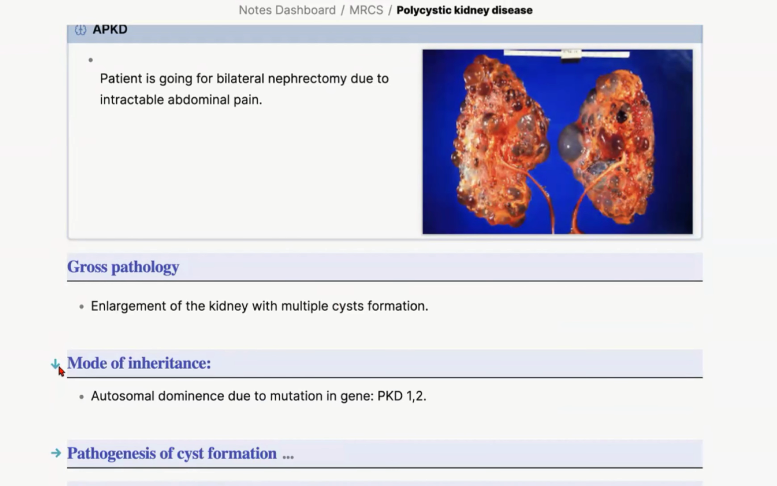So I was about to say that it is due to the mutation in the genes PKD1 and PKD2. I know I've written this in the answer. To be honest, I wouldn't provoke the examiner. I would just say autosomal dominant and stop there.